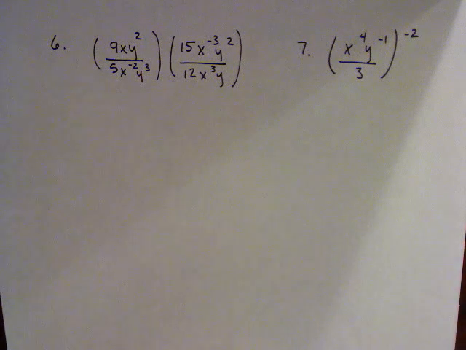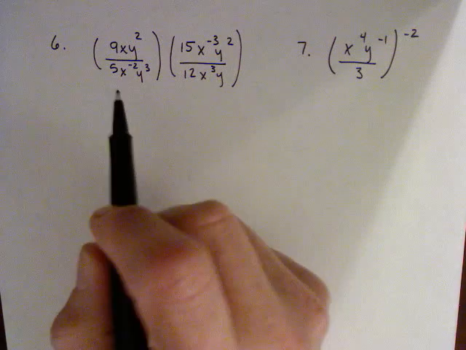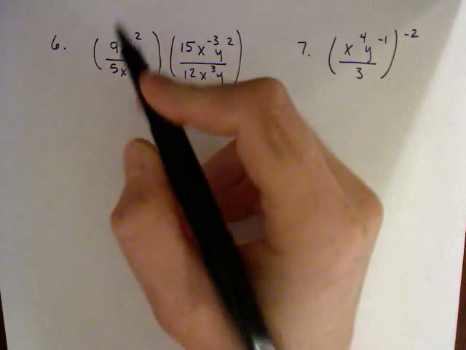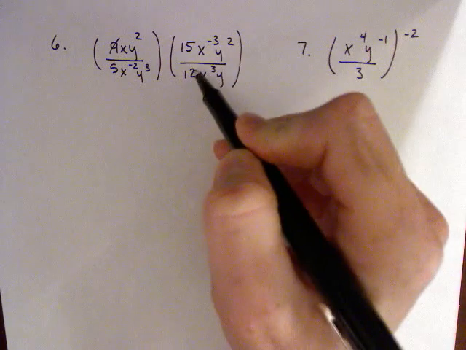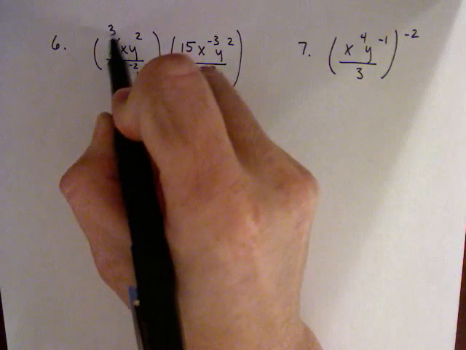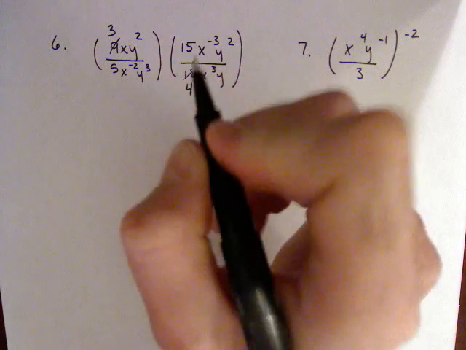This is number 6 from the non-calculator portion of the test. We'll start number 6 by reducing the fractions, the coefficients and the fractions. The 9 we can reduce with the 12. There's the 3 that goes into 9 and 12. The 9 becomes a 3. The 12 becomes a 4.